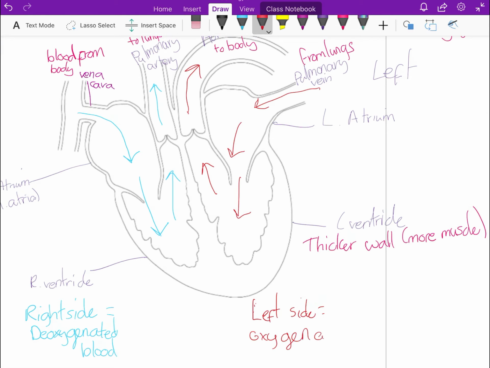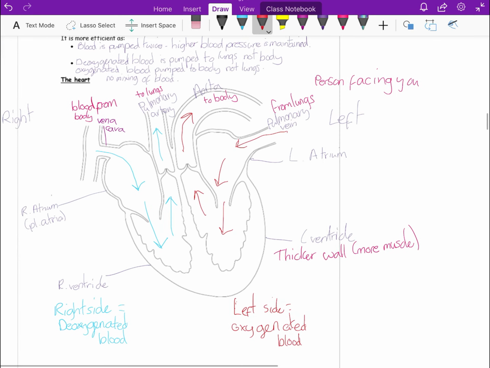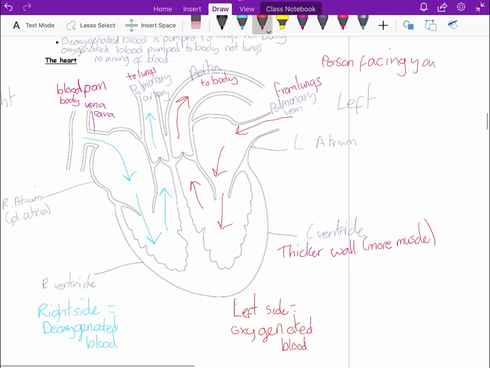And then, as I've labelled there on the bottom, the right side of the heart deals exclusively with deoxygenated blood and the left side contains exclusively oxygenated blood. So there's no mixing of the oxygenated and deoxygenated blood between the left and the right side of the heart. And that is kept separate by a structure called the septum. So that runs down the centre of the heart, keeping the left and the right side separate, so keeping oxygenated and deoxygenated blood from mixing.